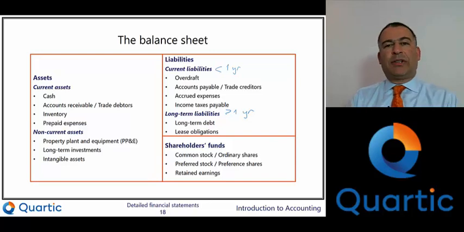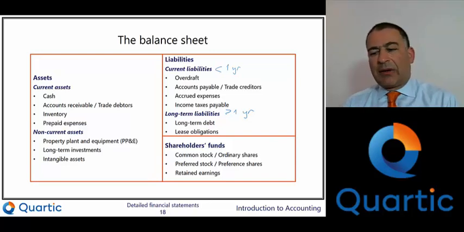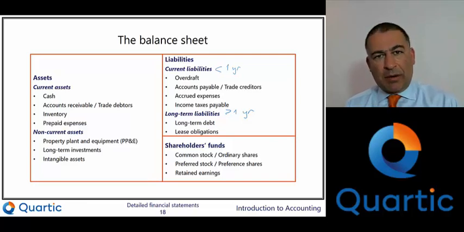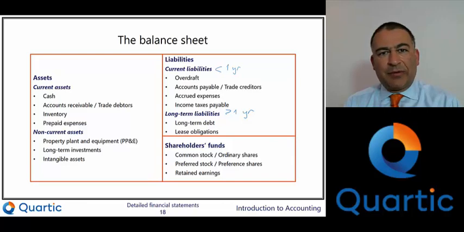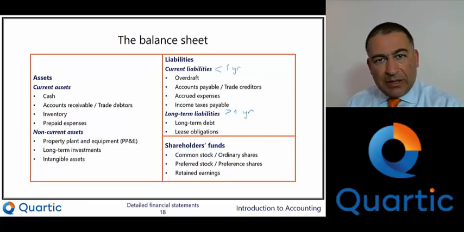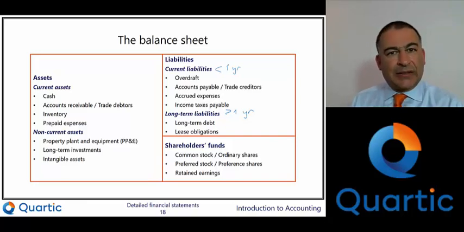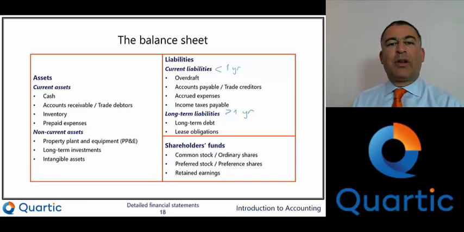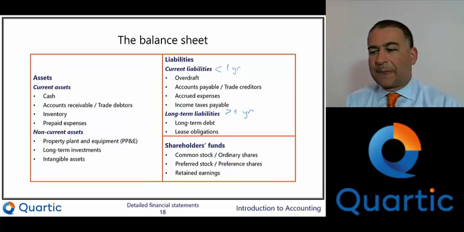So shareholders' funds, now this breaks down in a number of ways. I'm going to break it down first of all into two components. Shareholders' funds, this is how the business has been funded, how the net assets have been funded. Remember, total assets minus total liabilities, which is the same thing as net assets, equals shareholders' funds. That's your fundamental accounting equation that we've seen.